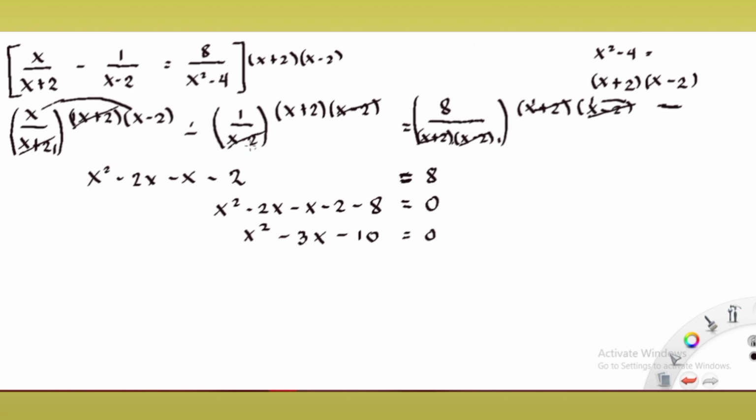Let's have factoring. Okay? So, gumawa tayo ng dalawang parentheses. So, factor natin, factors ng x squared, x times x. Okay? So, ano yung factors ng negative 10 na pag in-add natin, the answer will be 3 or negative 3. Factors ng negative 10, ibig sabihin one of the factors should be negative. Dahil negative yung middle term natin, ibig sabihin yung mas mataas na factor ay negative.